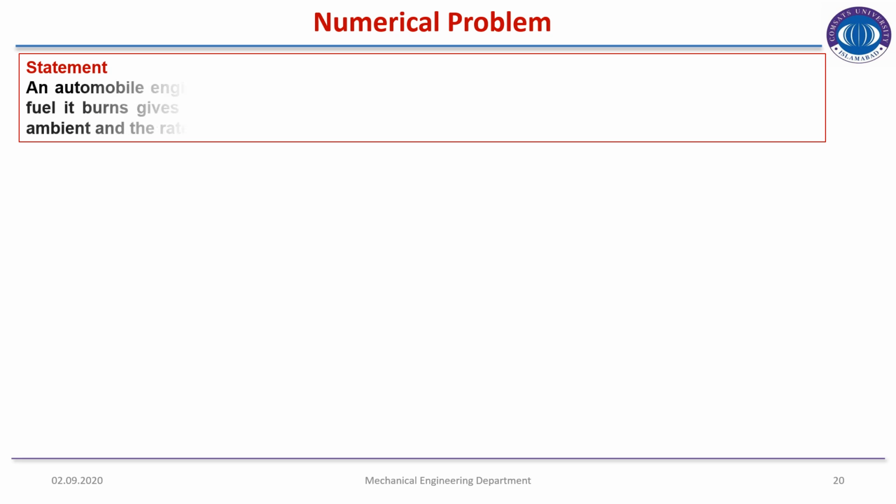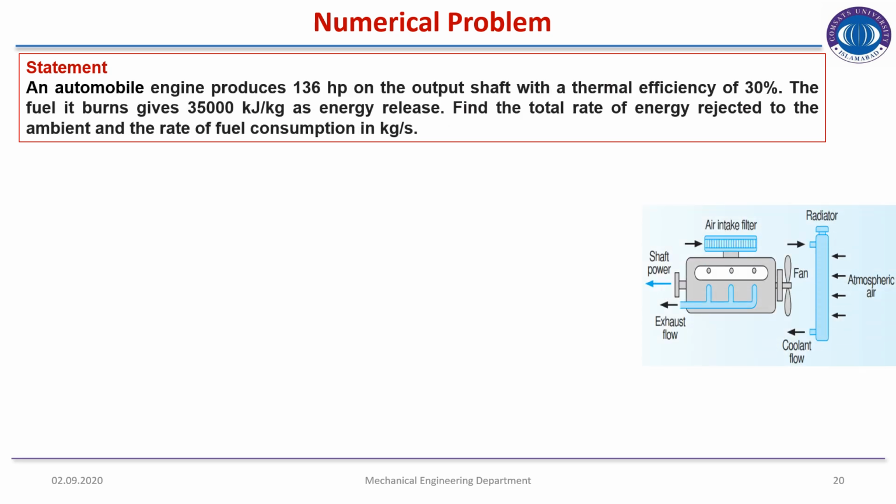Numerical problem. The statement is given as: an automobile engine produces 136 horsepower on the output shaft with a thermal efficiency of 30%. The fuel it burns gives 35,000 kilojoule per kg as energy release. Find the total rate of energy rejected to the ambient and the rate of fuel consumption in kg per second.